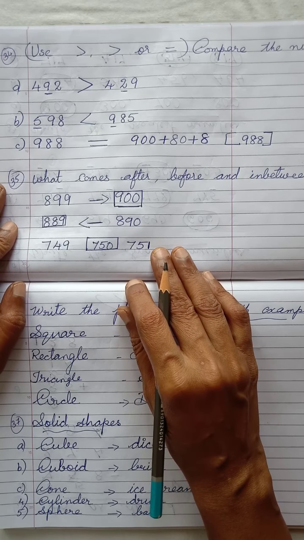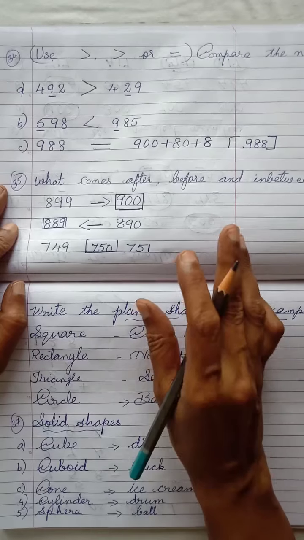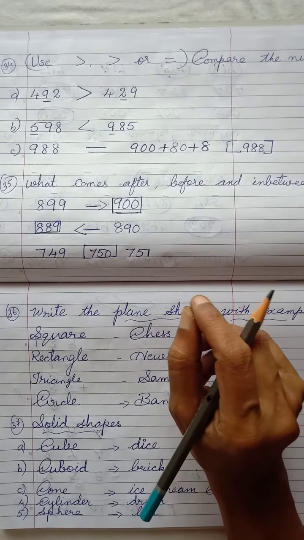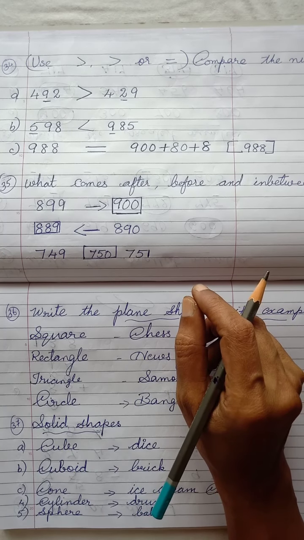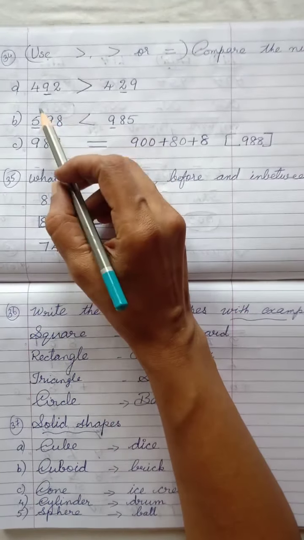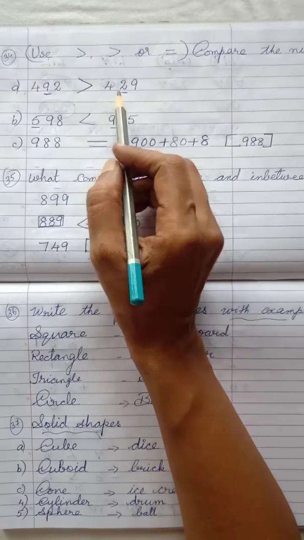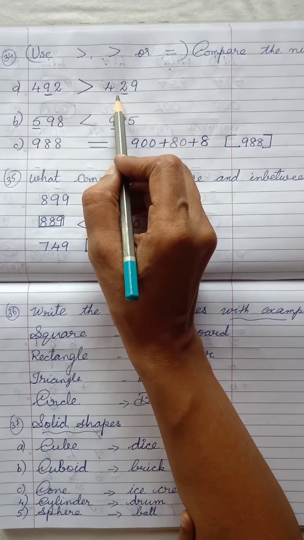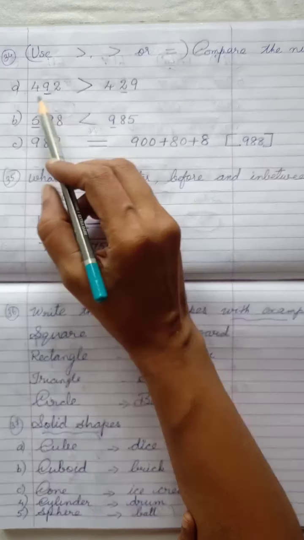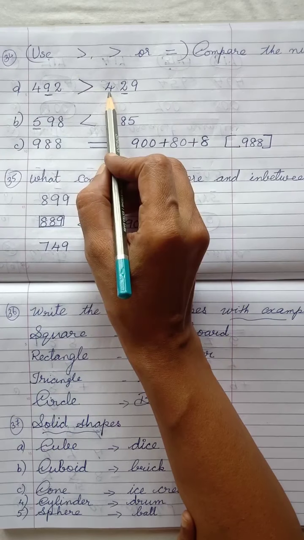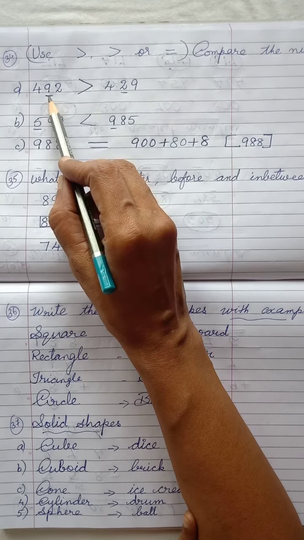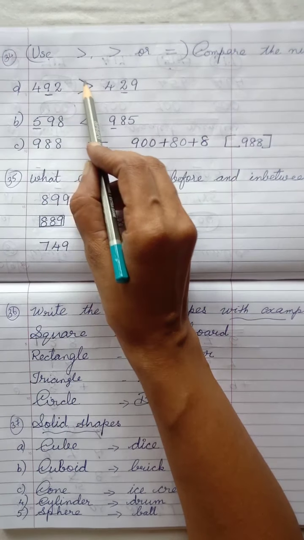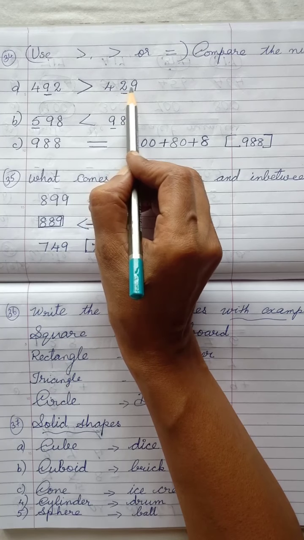The next one, use the symbols and compare the numbers. Which are the symbols? Greater than, less than or equal to. Then look here, 492 and 429. Both numbers are 3-digit numbers and start with 4. So you just look at the tens place. This one is 9, this one is 2. Which is the greatest number? 9. So 492 is greater than 429.